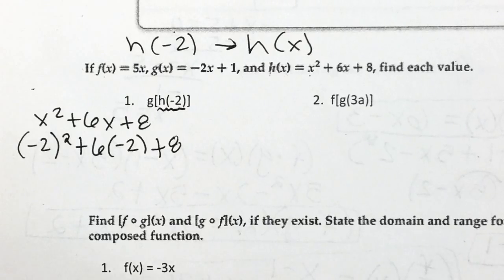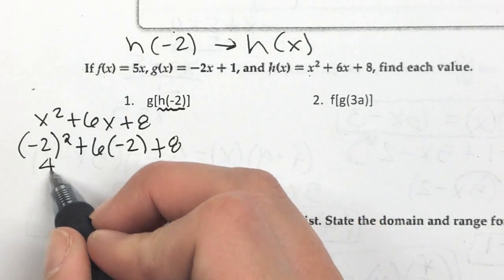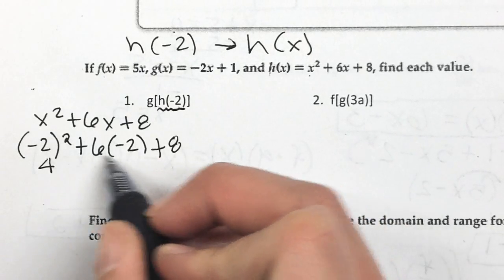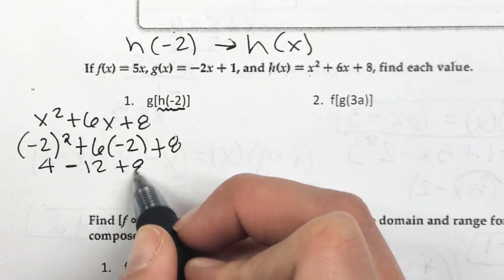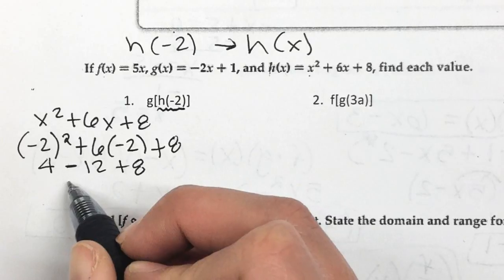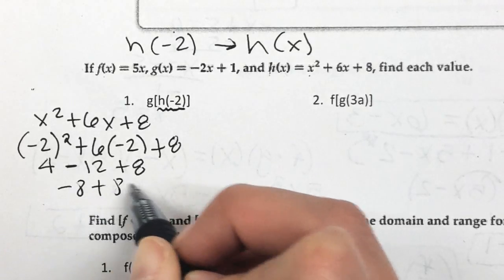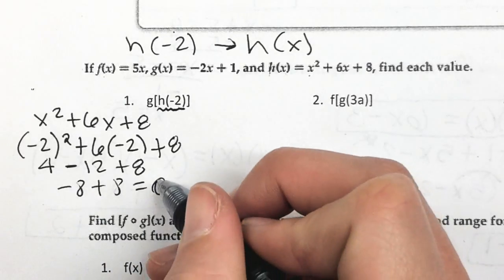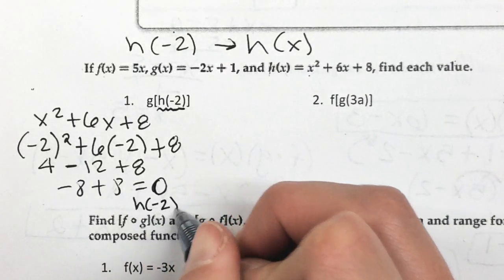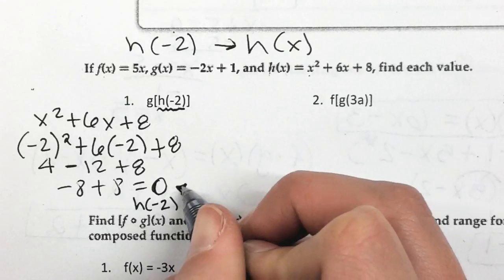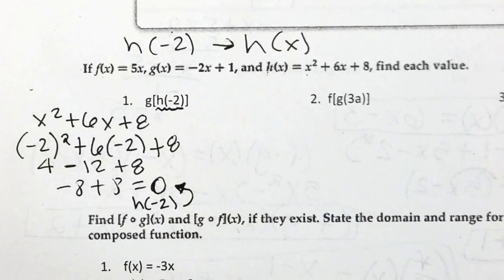So what would negative 2 squared be? 4. This would make negative 12. This would make plus 8. So what is 4 minus 12 plus 8? Good. So I'm going to put under here h of negative 2, because h of negative 2 now we know is what? 0. They're the same thing.